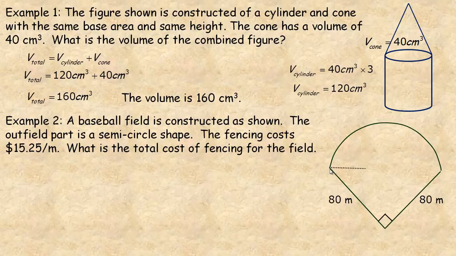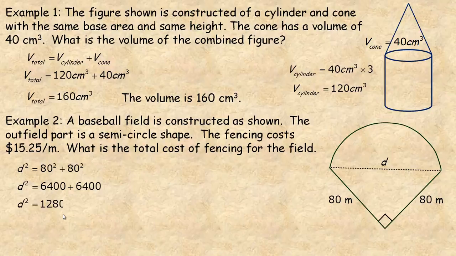So on the diagram, I'm going to draw the diameter of the semicircle. I'm going to find D, and then of course the radius is half of that. In this triangle right here, that D would be the hypotenuse because it's opposite the right angle. So that's the longest side in this right triangle. I would write my Pythagorean theorem like this: D squared, longest side squared, equals 80 squared plus 80 squared. Each of the 80s squared is 6,400. If we add them together, we get 12,800.